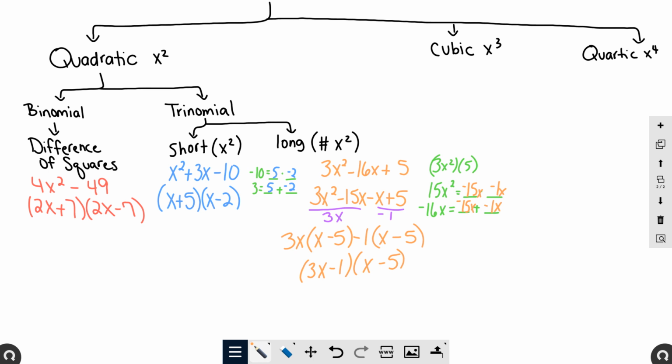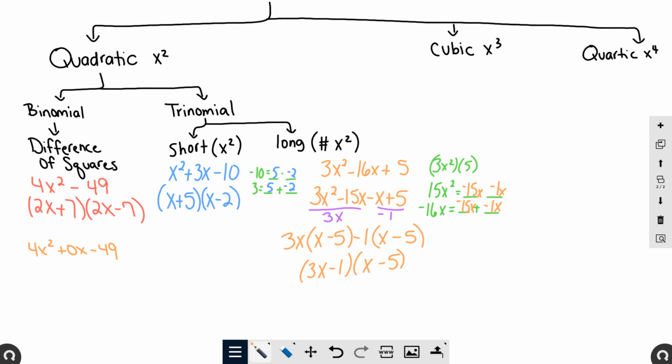Now, the way that I just solved this, the long way, can be used for the short way. It can also be used for difference of squares. It's just your middle term in difference of squares is going to be 0 because there's no middle term there. It just has a first and a last term. So if you wanted to do difference of squares the long way, you would write this one as 4x squared plus 0x minus 49. And then you would still multiply the first and last term and do all of that stuff, and you would still get the same answer.